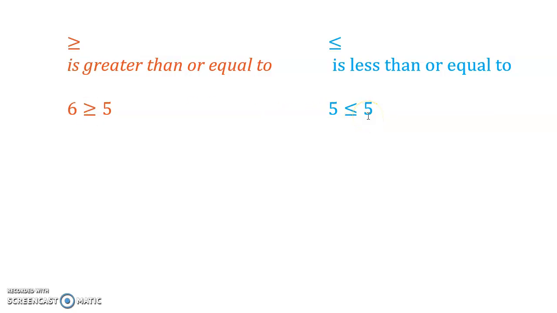Now let's look at the other one. 5 is less than or equal to 5. This is also a true statement because we know 5 is equal to 5, so it satisfies one of those two conditions, is equal to, right? So 5 is less than or equal to 5. Both are true statements.